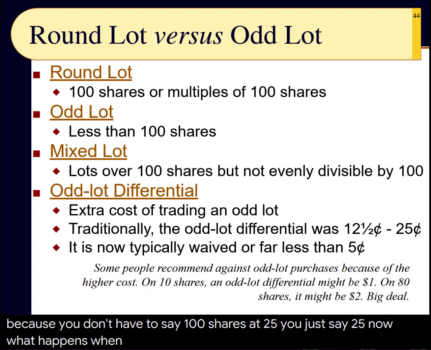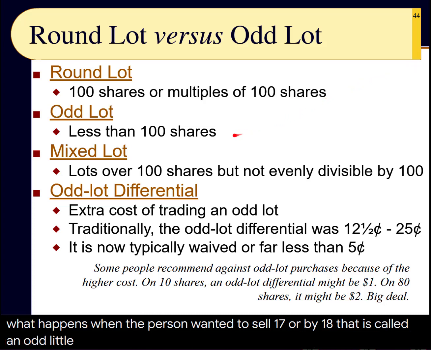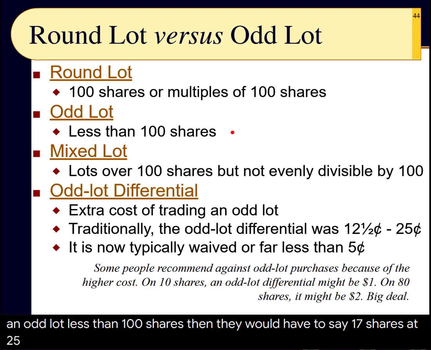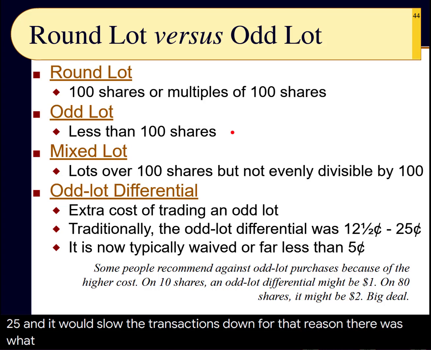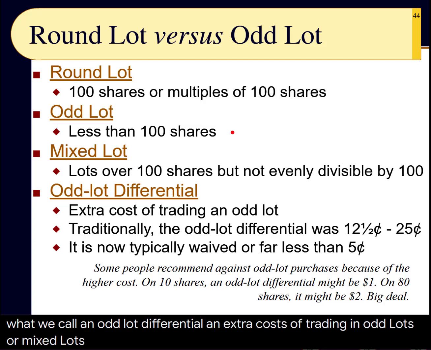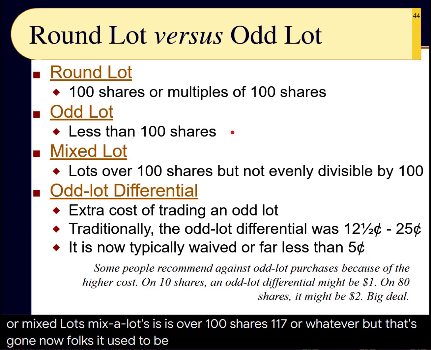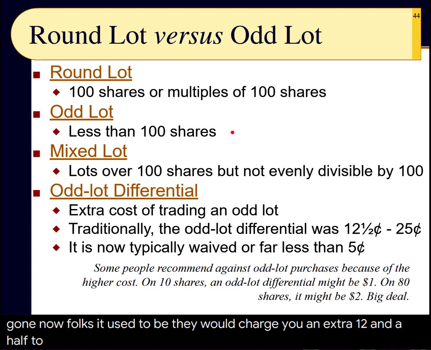Now, what happens when a person wanted to sell 17 or buy 17? That is called an odd lot, less than 100 shares. Then they would have to say 17 shares at 25, and it would slow the transactions down. For that reason, there was what we call an odd lot differential, an extra cost of trading in odd lots or mixed lots. Mixed lot is over 100 shares, 117 or whatever. But that's gone now, folks. It used to be they would charge you an extra 12.5 to 25 cents.